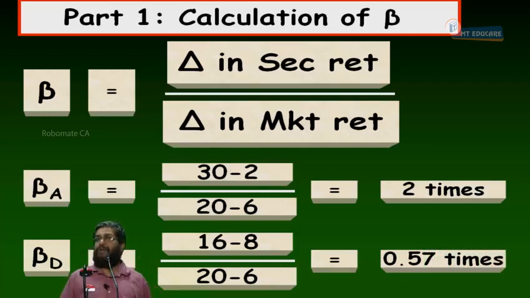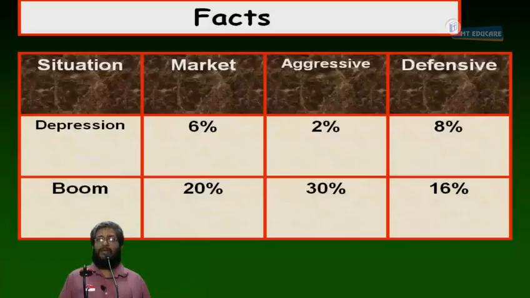Now, second question, part 2. Read the question. What is the expected return on each share if the market return is equally likely to be 6% or 20%? Depression may happen, boom may also happen. What are the probabilities for both? 50-50, equal chance.